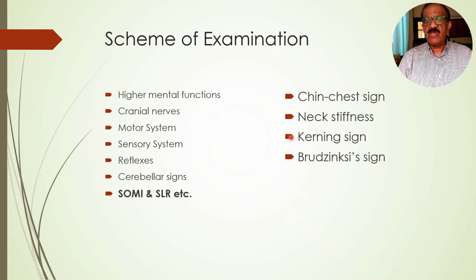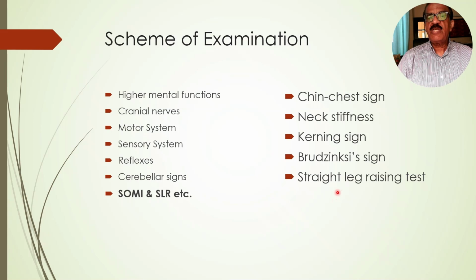Then Brudzinski's sign, this is a little difficult. I think this is another expression of these two signs. If you flex the neck and both legs also get flexed automatically, reflexively, Brudzinski's neck flexion sign is positive. Now if you do Kernig's on one side and the other leg gets flexed, Brudzinski's leg flexion sign is positive. This test is positive only when these two are positive, so this is often missed, actually skipped.